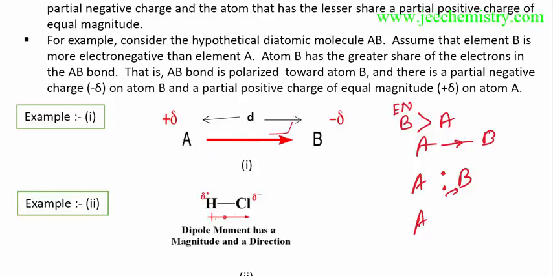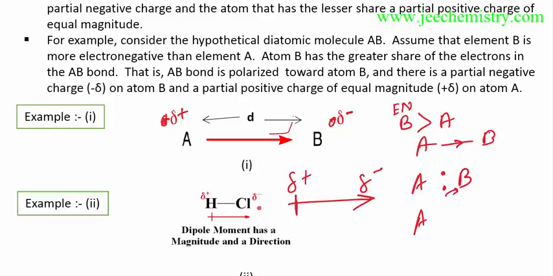And for the dipole moment, if chlorine is more electronegative than hydrogen, the dipole moment will be indicated like this on the bond. This is an arrow, and at this end there is a plus sign. The arrow points to the negative side, and the plus sign is on the positive side. Here del minus is shown on this side, and in this way the del minus and del plus signs are shown.